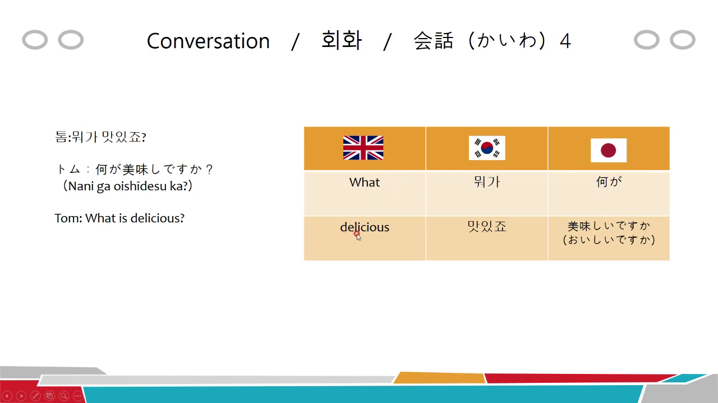Next, we have delicious, which means 맛있죠 in Korean, 美味しいですか in Japanese. Delicious original form is a 맛있다. 맛있다, we remove the ta and put the jo to ask about something. In Japanese, they put the desuka at the end.